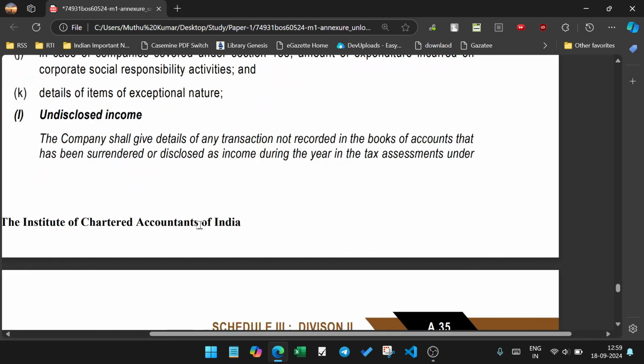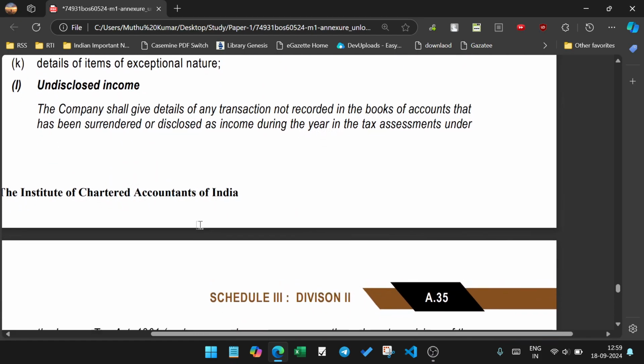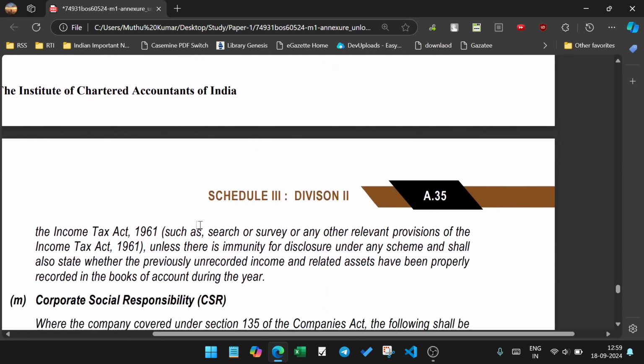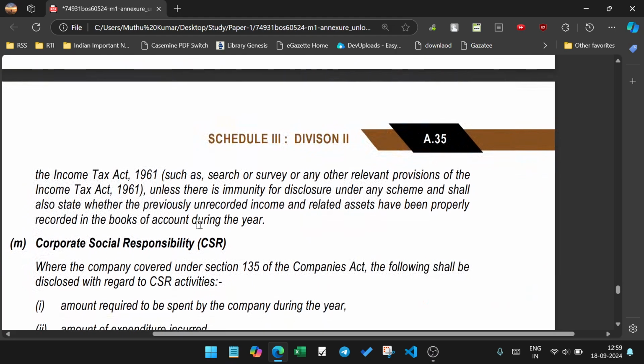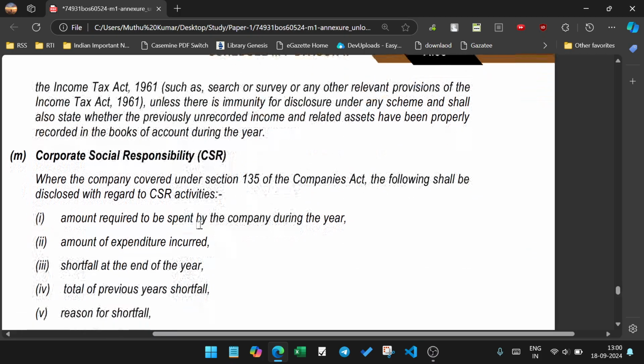Undisclosed income. The company shall give details of any undisclosed transactions not recorded in the books of account that has been surrendered or disclosed as income during the year in the tax assessments under the Income Tax Act, 1961, such as search and survey or any other relevant provision of the Income Tax Act, unless there is immunity for disclosure under any scheme. It shall also state whether the previously unrecorded income is recorded in the books of accounts within the year.